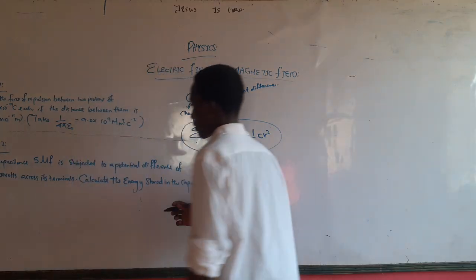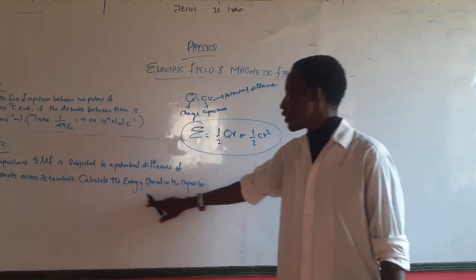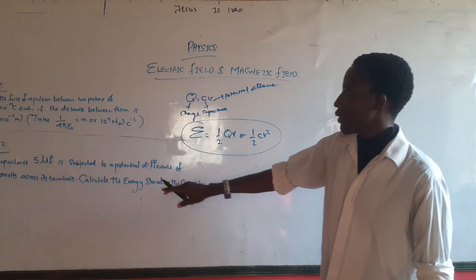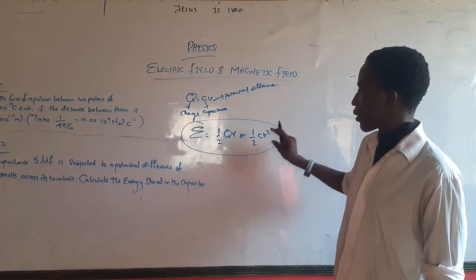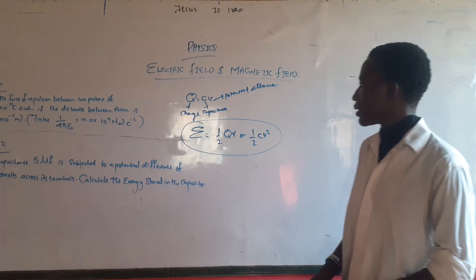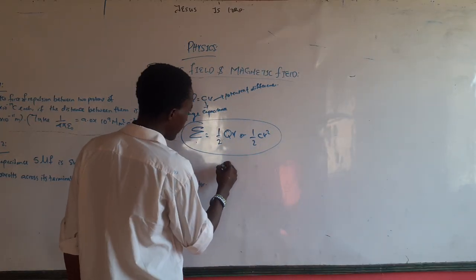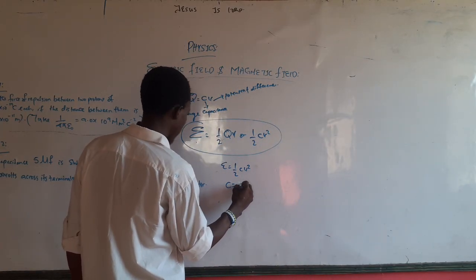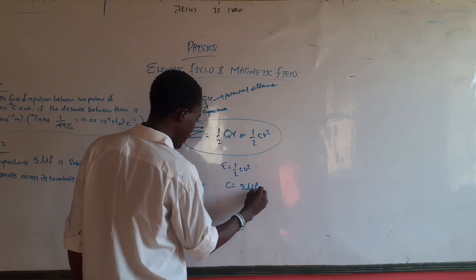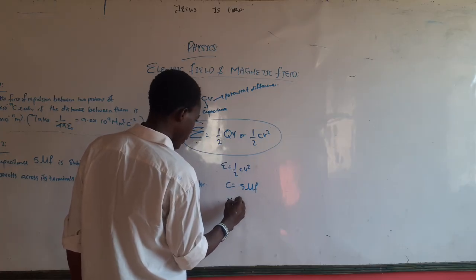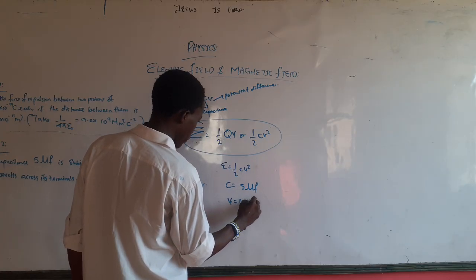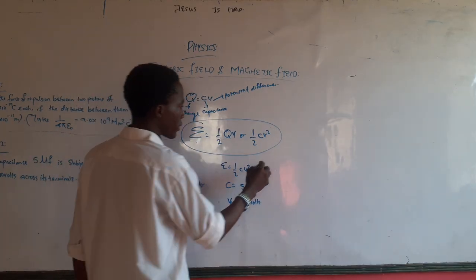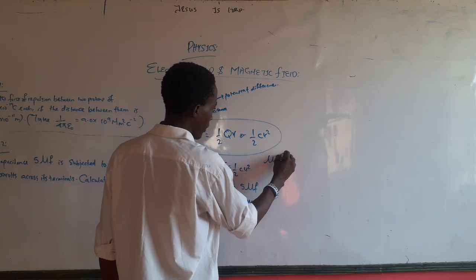What are they asking us to find? Calculate the energy stored in a capacitor. They've given us capacitance and volts, so we're going to use this. E equals 1 over 2 CV squared, where C is 5 microfarad and V is 1000 volts. Micro means 10 to the power minus 6. Take note.